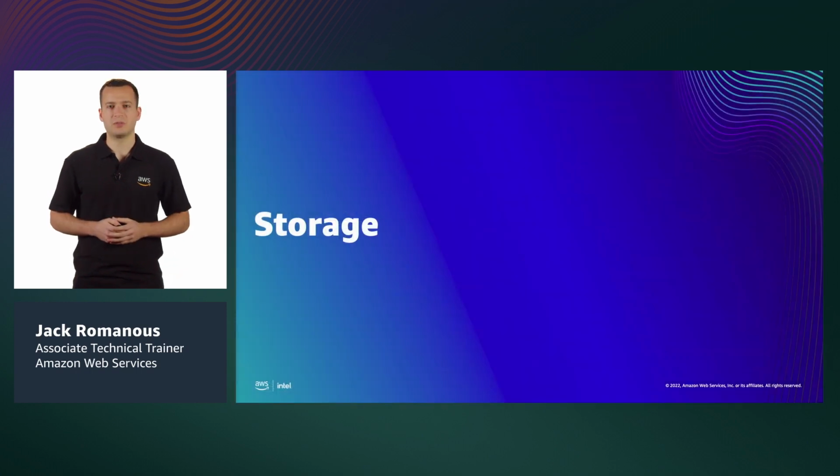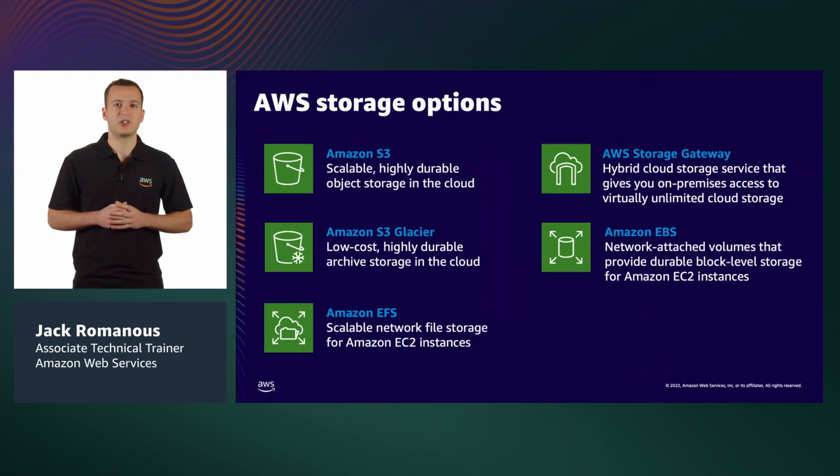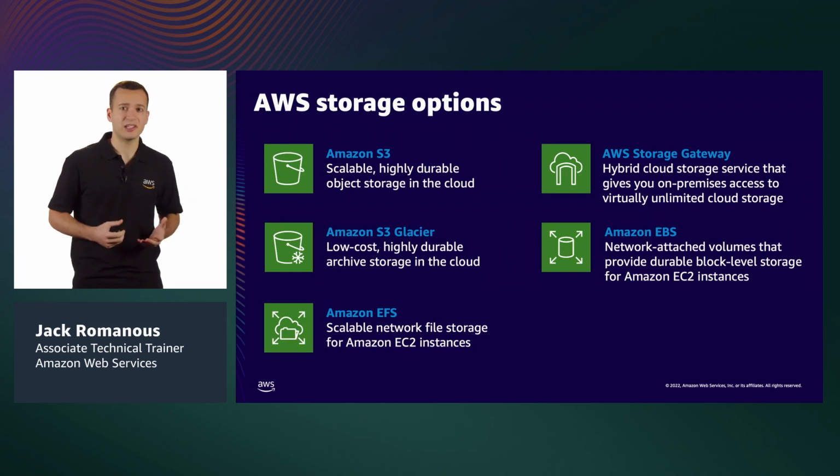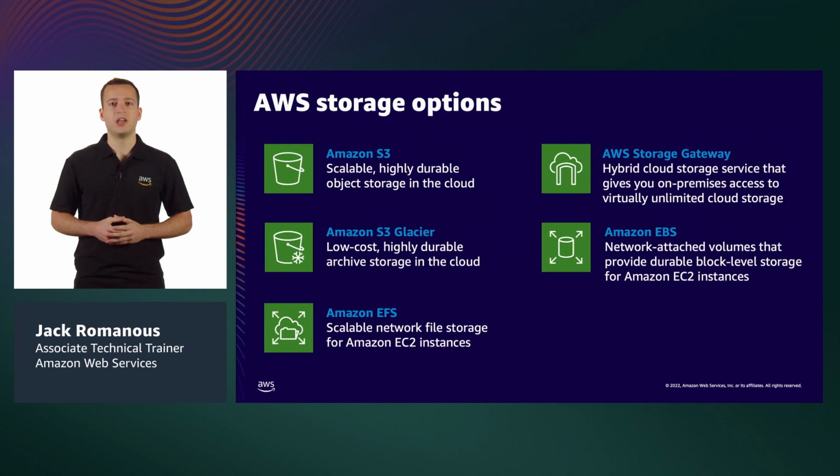We've spoken a lot about compute: EC2, Lambda, and ECS. Let's move on to storage on AWS. We have a number of different storage options, depending on your application's needs. S3, or Simple Storage Service, is a scalable, highly durable object storage in the cloud. We've also got S3 Glacier for low-cost, highly durable archive storage in the cloud. We've previously mentioned EFS, a scalable network file storage service for multiple EC2 instances.